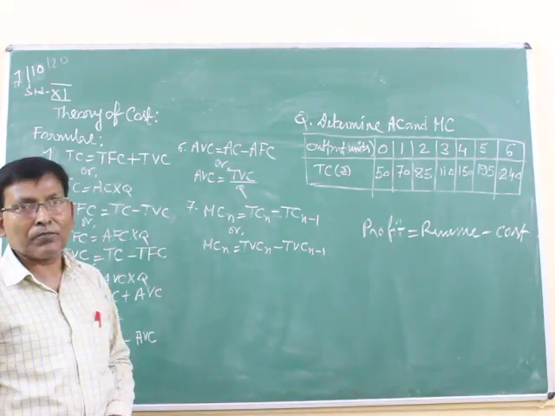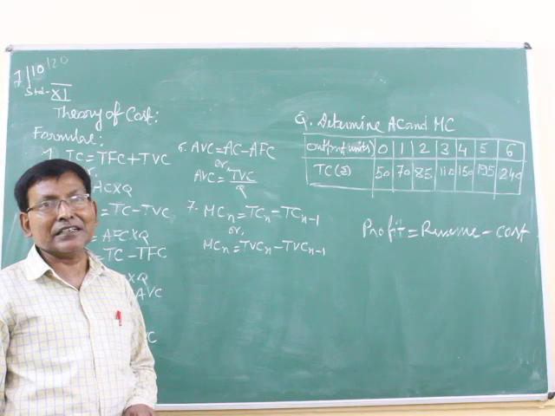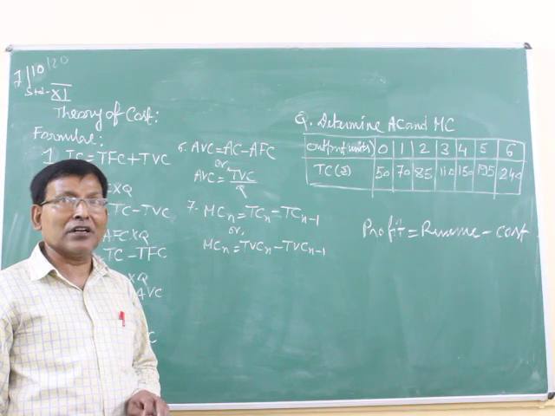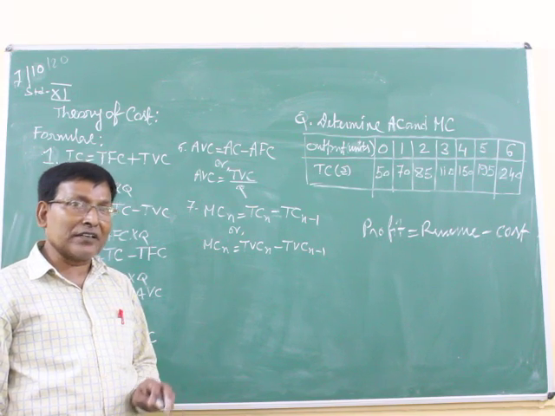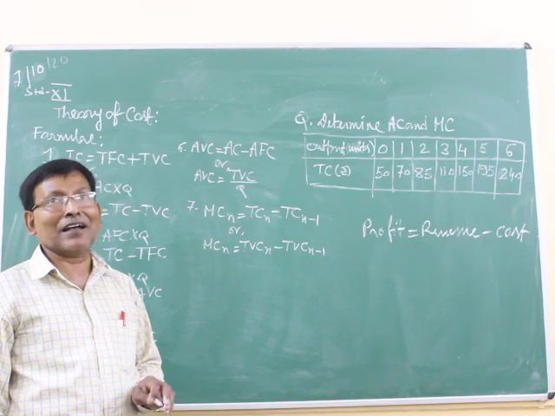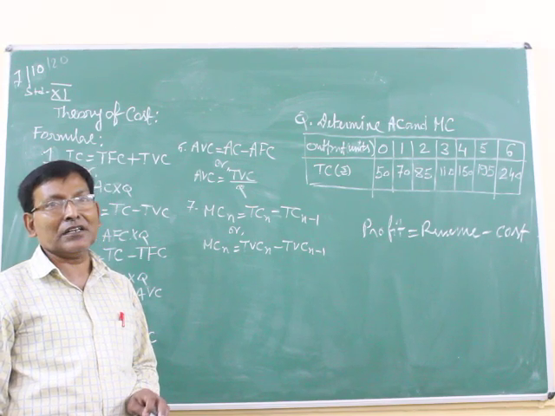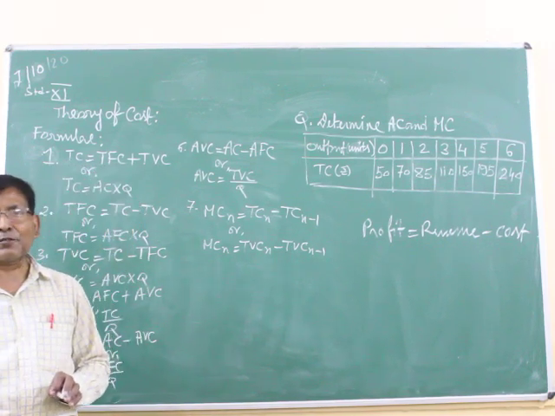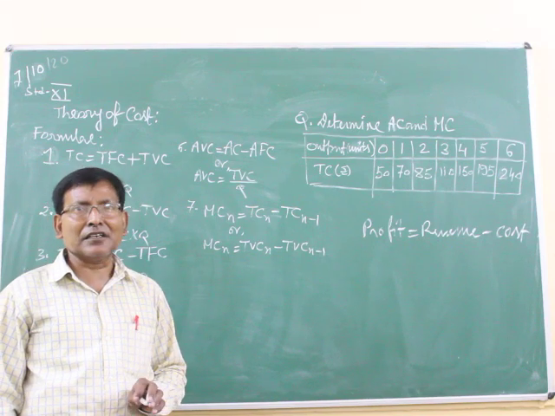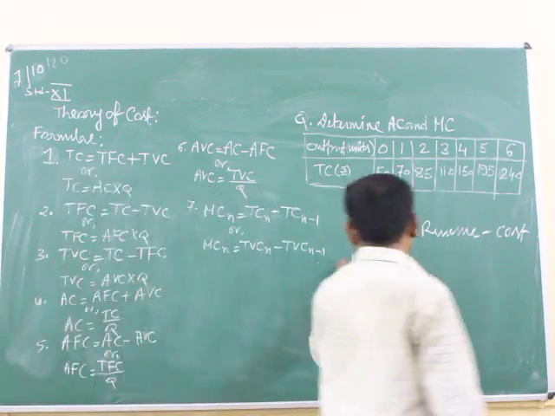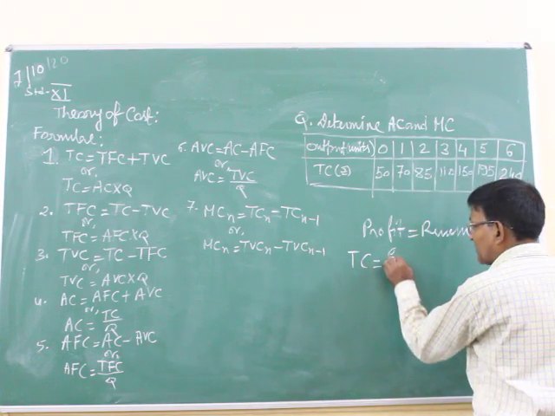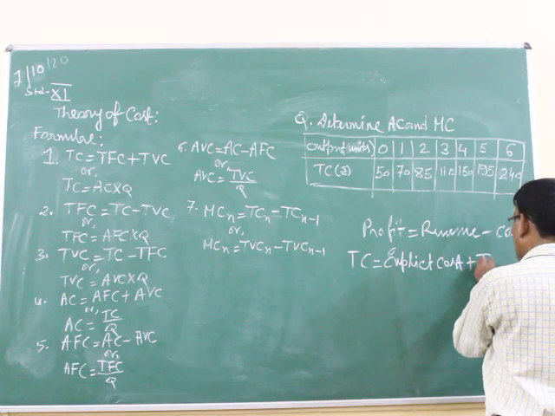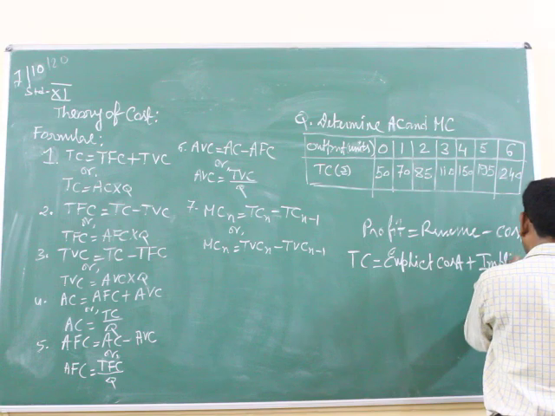Cost, everybody knows, is the total expenditure incurred by a producer to produce a particular commodity. The cost will include the expenditure incurred by a producer to produce a particular commodity. So which types of expenditures will be there? One is explicit cost, another is implicit cost. So if we break up total cost, it is explicit cost plus implicit cost.